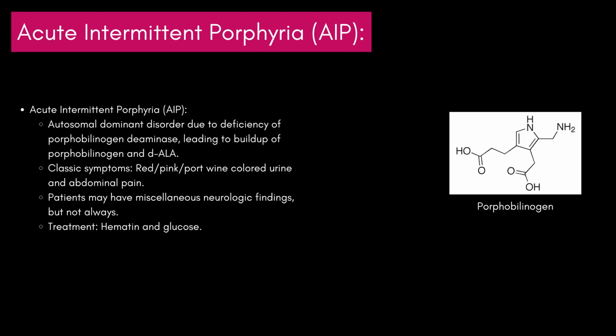Next, I'd like to take a look at acute intermittent porphyria, AIP. Acute intermittent porphyria is an autosomal dominant disorder due to deficiency of porphobilinogen deaminase, leading to buildup of porphobilinogen and D-alanine. Classic symptoms: red/pink/port wine-colored urine and abdominal pain. Patients may have miscellaneous neurologic findings, but not always. Treatment: hemin and glucose. Alright, moving on.